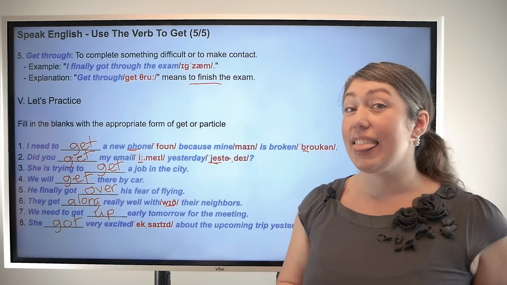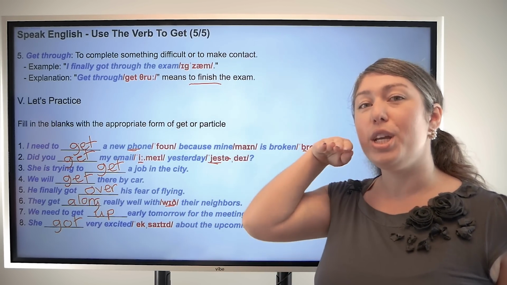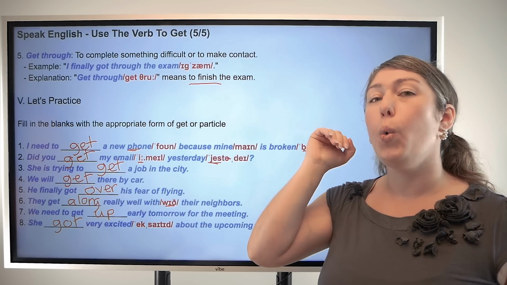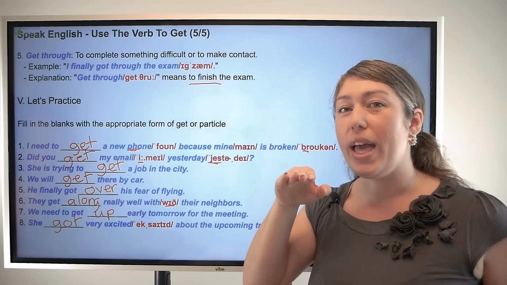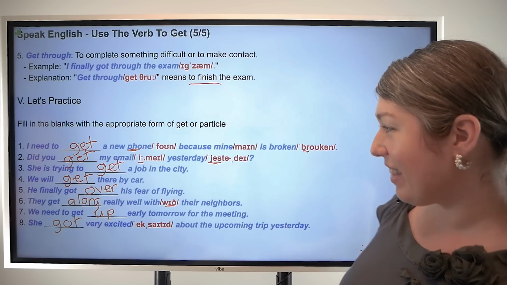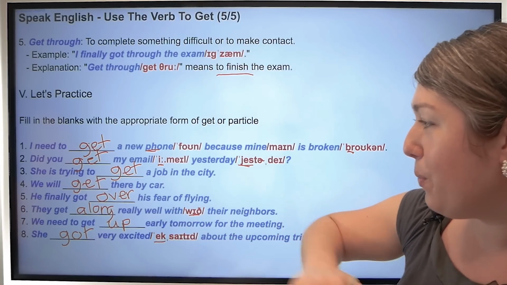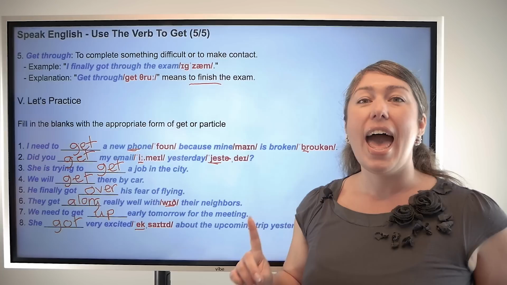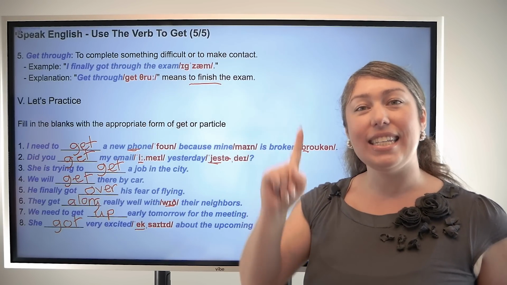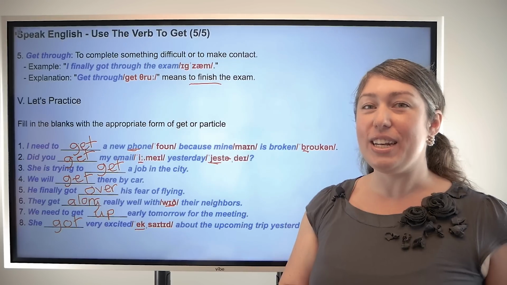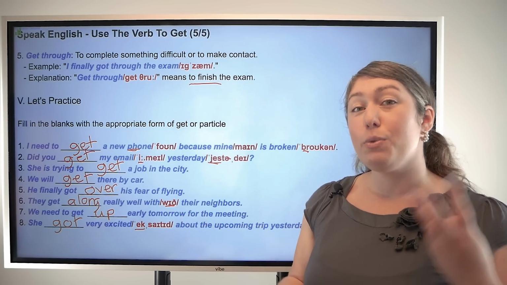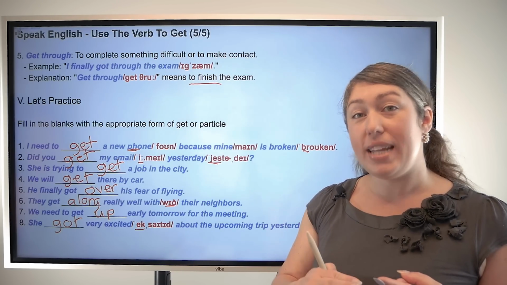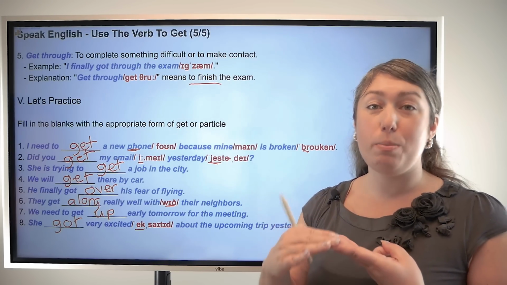And with, there's the TH sound, put your tongue between your teeth, with. One more time, with. Very good. And excited, we stress the first syllable, excited. Very good. So remember, the verb to get has 3 basic meanings: to obtain, to receive, and to become.